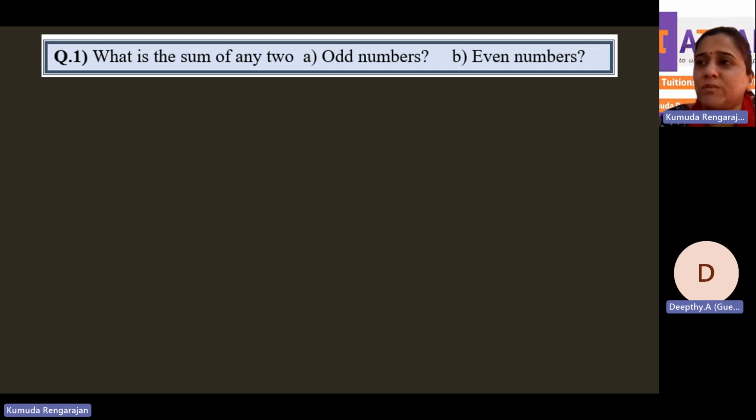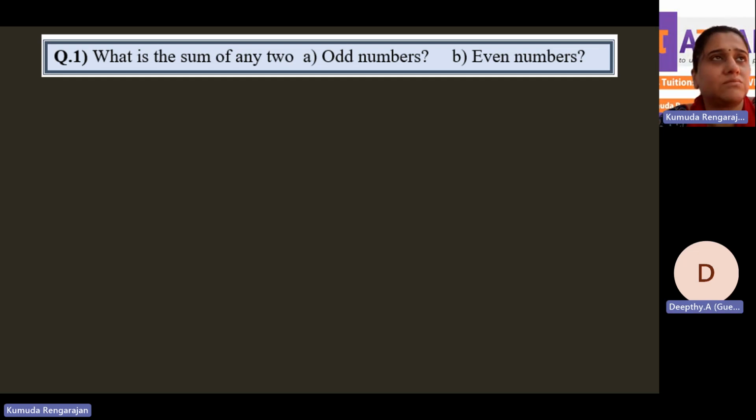And what about the sum of two even numbers? Ma'am, 2 and 6, which is 10, which is also an even number. Now take examples to understand this, children. Suppose we consider two even numbers 6 and 4. 6 plus 4 is 10. 10 is even. Now consider the even numbers 4 and 8. 4 plus 8 is 12. 12 is even.